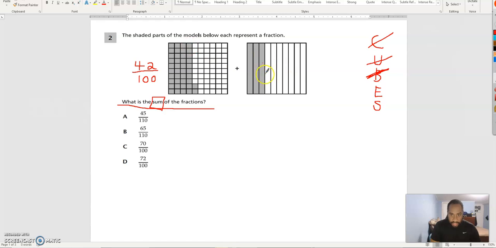Okay. Now let's look at this one. This one is just cut up in tenths. So how many tenths are shaded? One, two, three. 3 tenths. What is the sum of the fractions? So remember, we cannot add fractions without the same denominator. So 3 tenths cannot be added to 42 hundredths. What we have to do is change this 3 tenths. So 42 over 100.